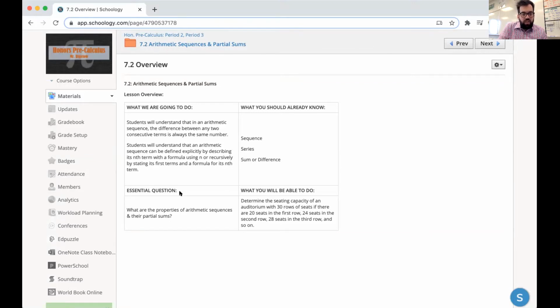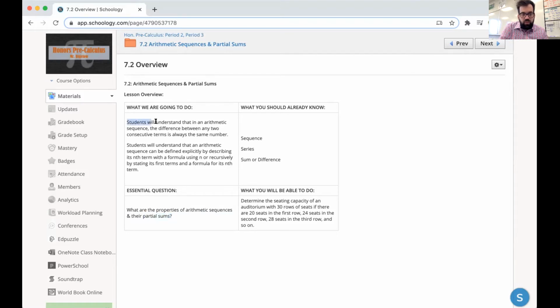Today's essential question is: what are the properties of arithmetic sequences and their partial sums? We're going to be talking about sequences of numbers where there's a common difference, and what happens if we try to add those sequence's terms together.